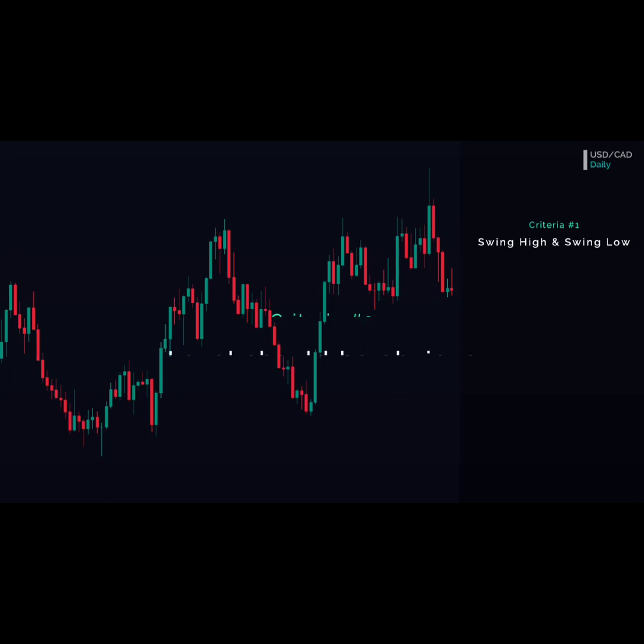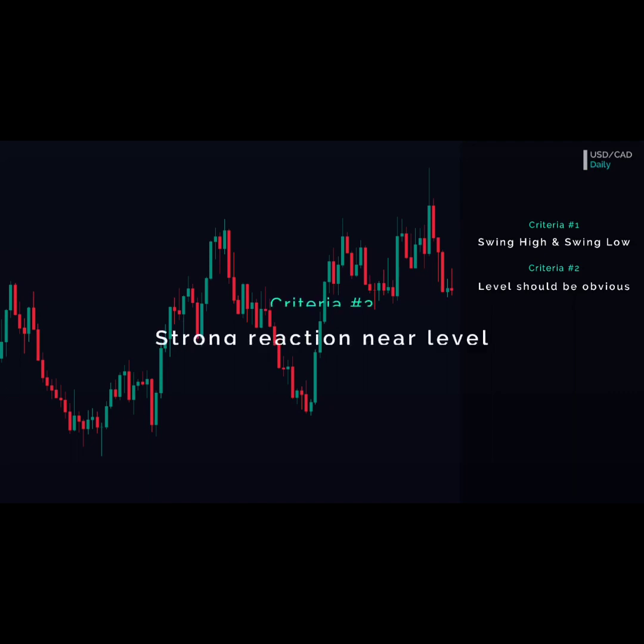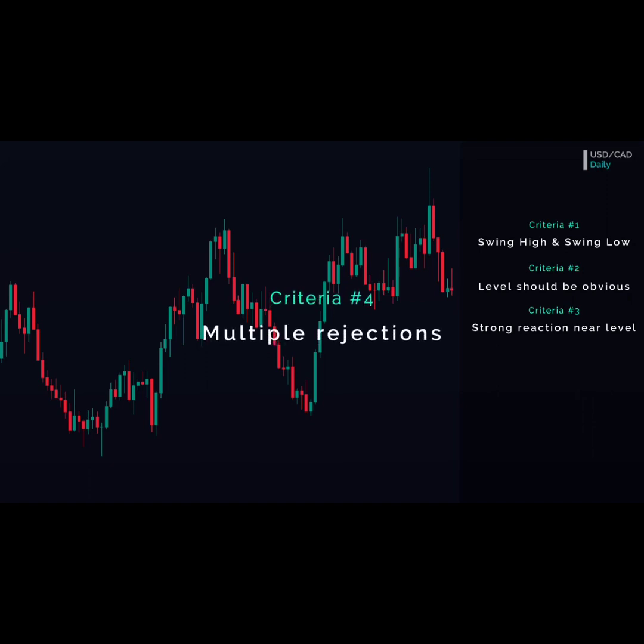The second one, the level should be obvious. No need to guess, you need to be able to identify it within seconds. The third one, there should be a strong reaction at or near the level. The reaction should be quick and strong. The fourth and last one, you should see multiple rejections at or near the level. This can confirm that the level is a strong one.